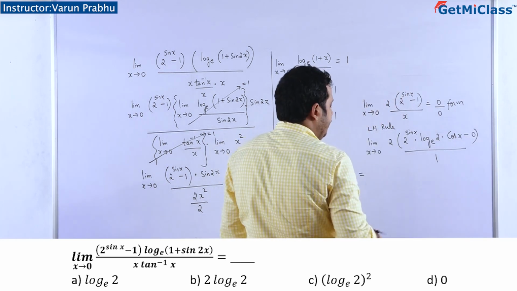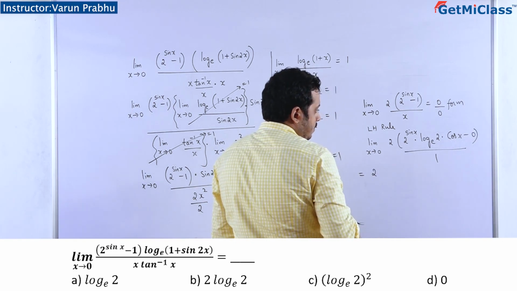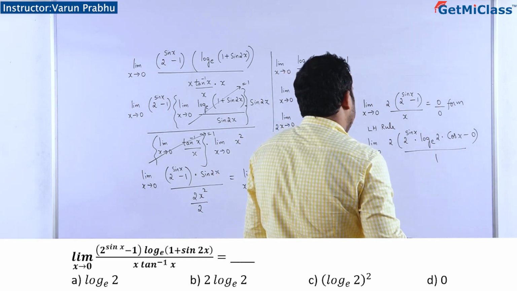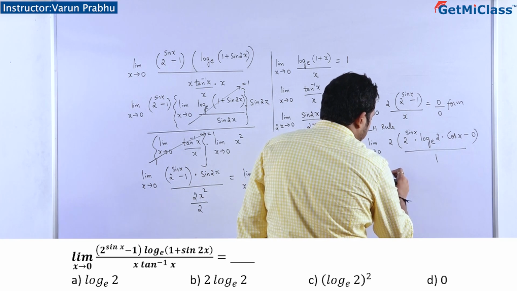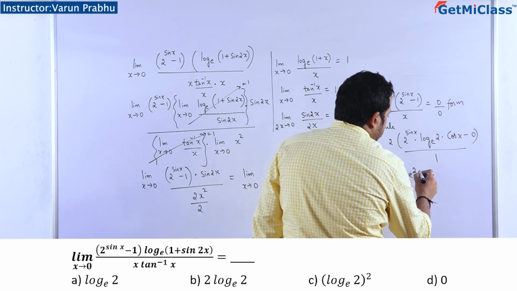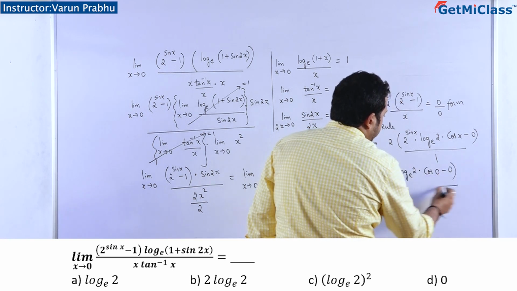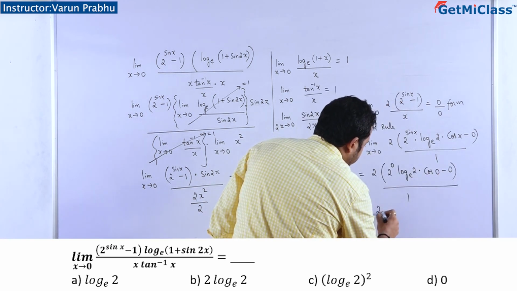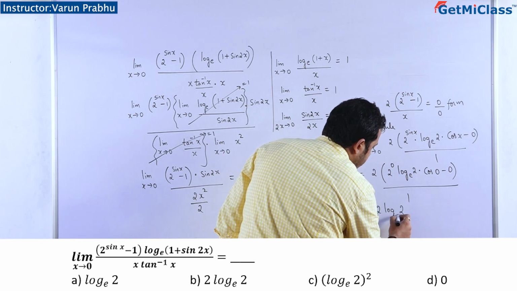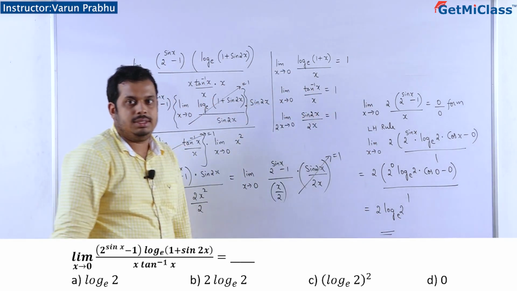So what is the answer that we get? The answer we get here is 2 into 2 to the power 0 into log 2 to the base e into cos 0 minus 0 divided by 1. So your answer to the question will be 2 log 2 to the base e. This will be the answer to the question. 2 log 2 to the base e is the answer to the question.